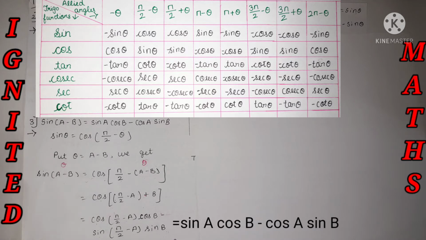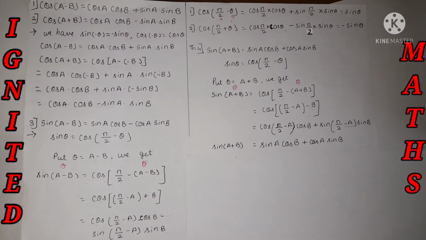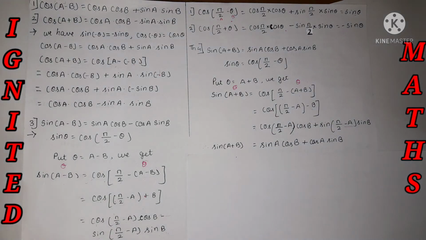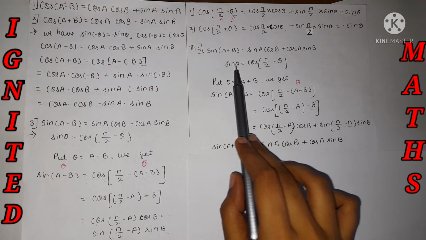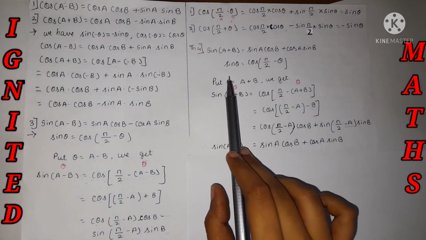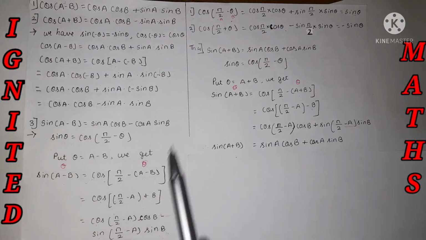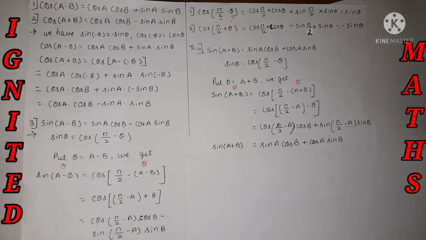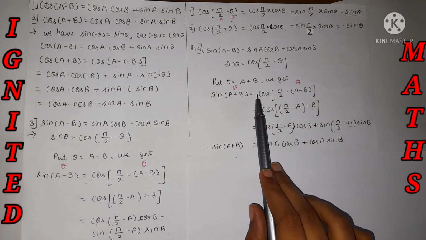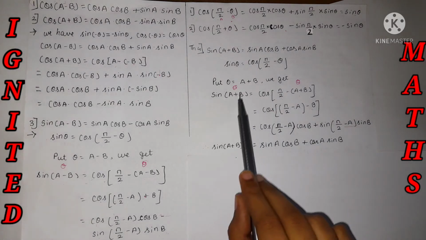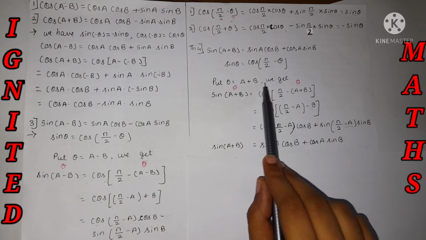Now we are going to prove it for the sine of A plus B also. Sine of A plus B, the formula is sin A cos B plus cos A sin B. But we know that sin theta is equal to cos(pi/2 - theta), as we have proved. Here, for proving it, we put theta equal to A plus B, similar to sine of A minus B. So sin(A + B) is equal to cos(pi/2 - (A + B)), in which A plus B I have mentioned as theta.